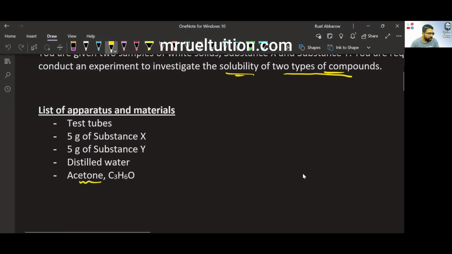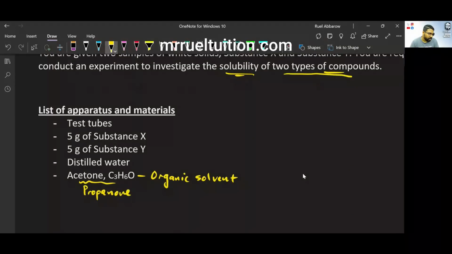So when we do the topic of solubility, we don't just do solubility in water. We also do solubility in organic solvent. And acetone here acts as the organic solvent. Now, acetone is also called propanone. It's the same compound. It's a very common organic solvent.